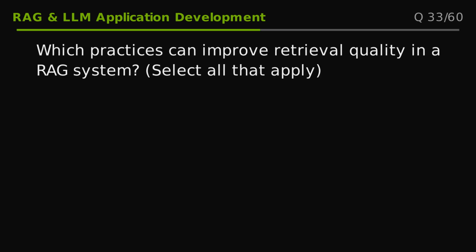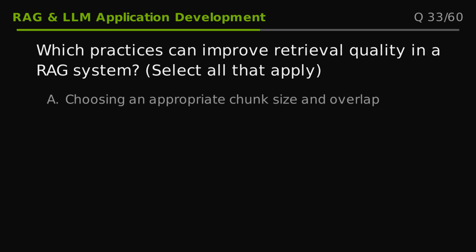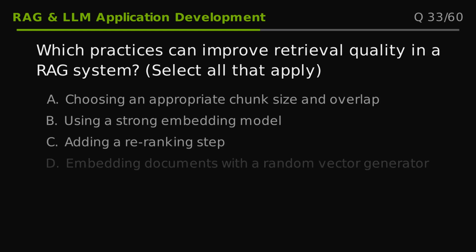Question 33. Which practices can improve retrieval quality in an LLM system? Select all that apply. Option A. Using an appropriate chunk size and overlap. Option B. Using a strong embedding model. Option C. Adding a re-ranking step. Option D. Embedding documents with a random vector generator.